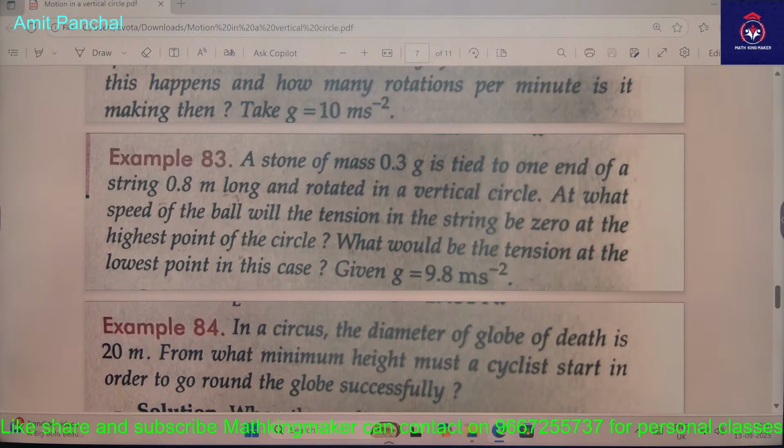It is given here. I get quite confused in these questions. Tension in the string is 0 at the highest point of the circle. It is already given. So 0 is equal to tension plus mg. Is that what you're saying? I don't understand. It is given that tension at the highest point is 0. So mv square by r is equal to 0 and we find the velocity from it, right?